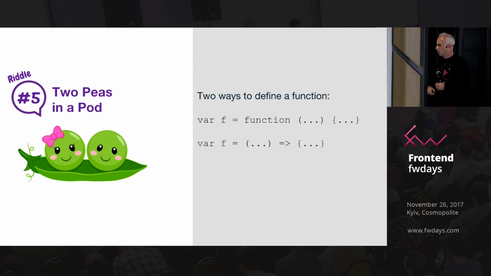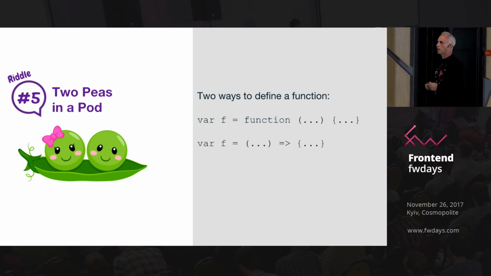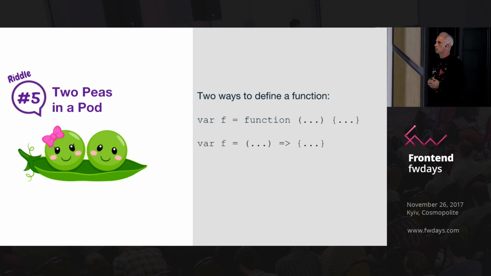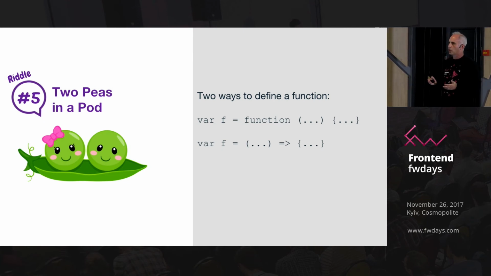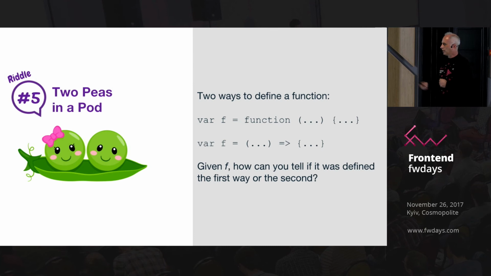We'll see. Okay, one of the cool things in ES6 is that we can define functions in new ways. It used to be that the most commonly used keyword when writing JavaScript code, I think, would be function. My code was just full of the function keyword. And all of a sudden, with ES6, I hardly use function anymore. It's either arrow or just a shorthand member notation. And so here are two ways in which I can define a function and assign a reference to that function into the variable f. And now the riddle: given this f, how can you tell if it was defined the first way or the second way?